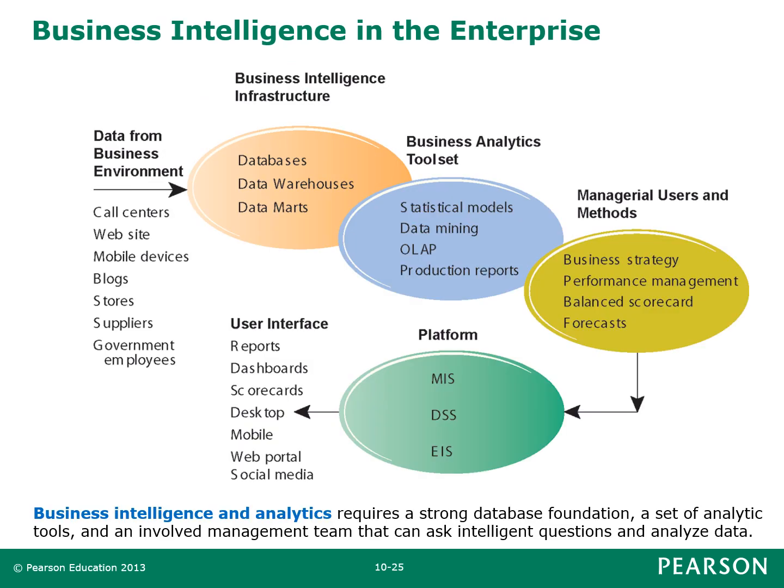This graphic looks at the different elements in the business intelligence environment. From left clockwise, data, infrastructure, tool set, managerial users, platform, and user interfaces. This is an overview highlighting the kinds of hardware, software, and management capabilities that the major vendors offer and the firms develop over time.